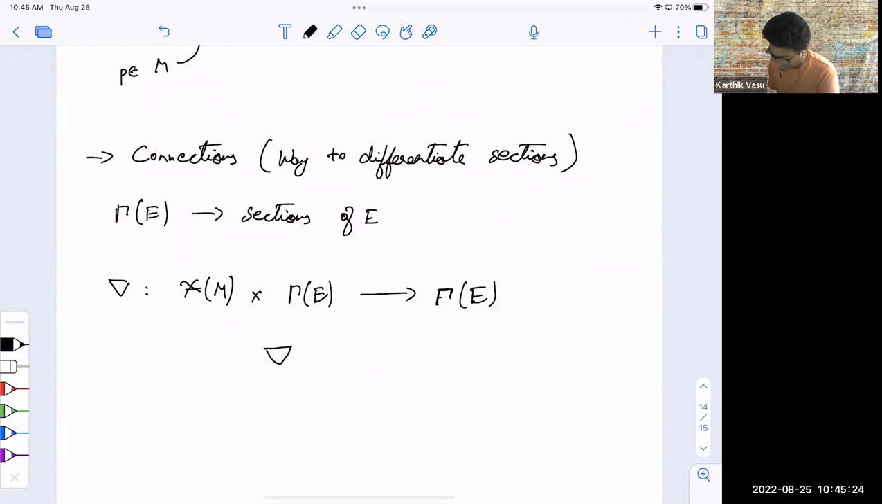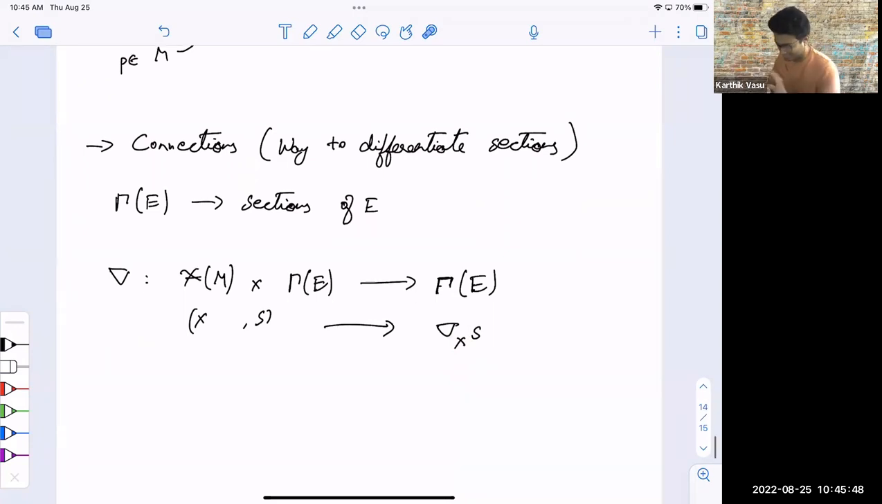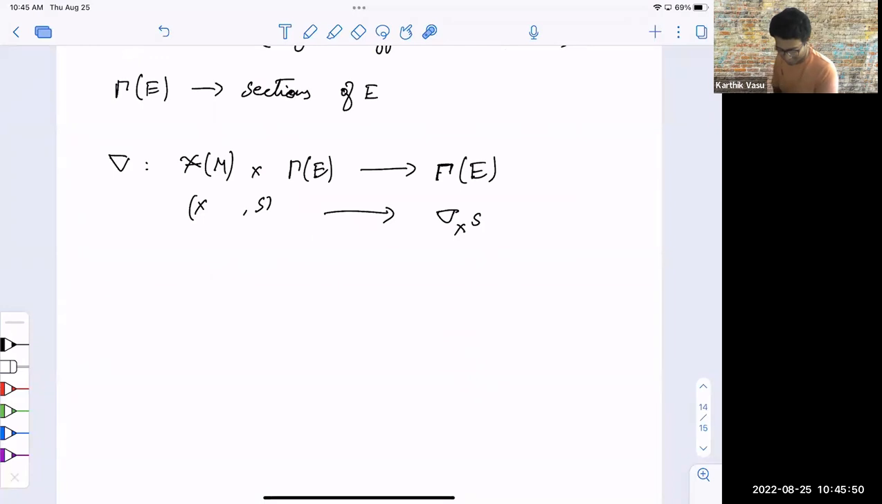The notation will look like this. X will be the vector field here, S is the section, and this will be mapping to this. You should read this as S differentiated in the direction of X. X was a vector field on your manifold. You move in that direction and you differentiate, and it is defined in some way. So don't worry too much about this.